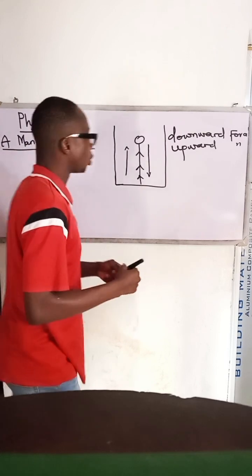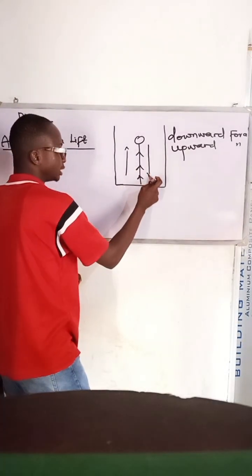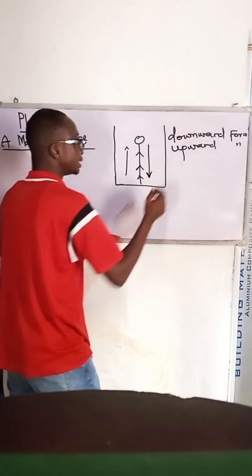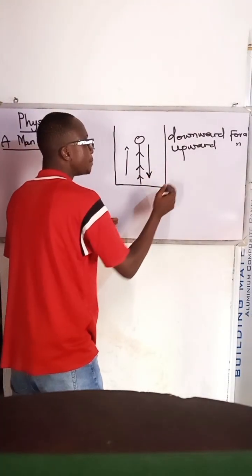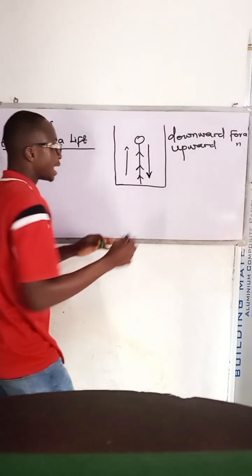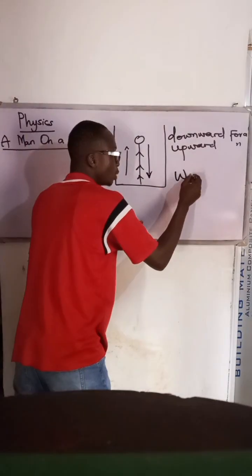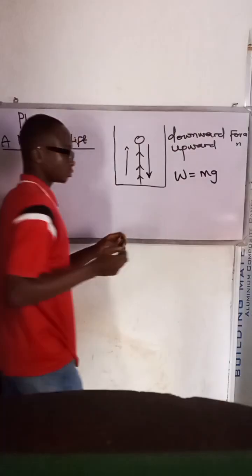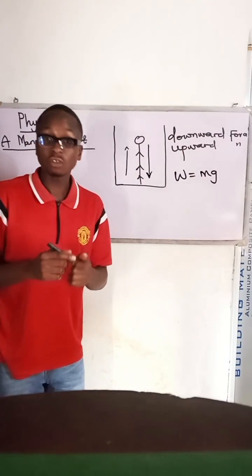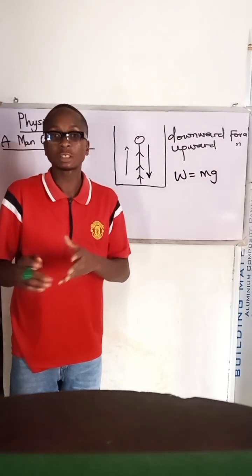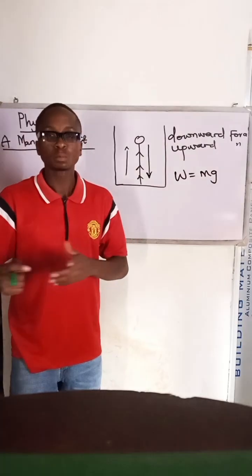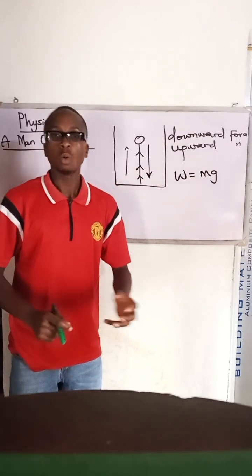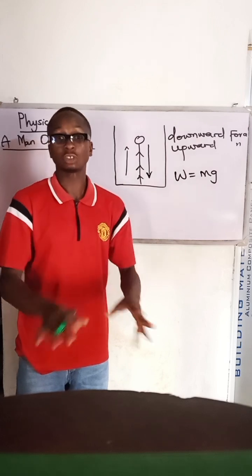Now, what is that downward force? The downward force is the man's true weight. And the formula for weight is equal to mass times gravity. In my previous videos, I explained the difference between mass and weight. We say that weight is the gravitational pull of a body on the earth, whereas mass is the quantity of matter contained in a substance.